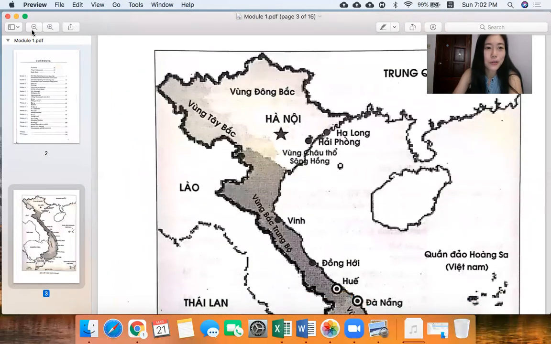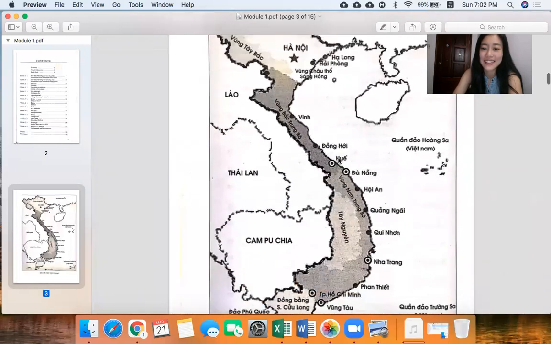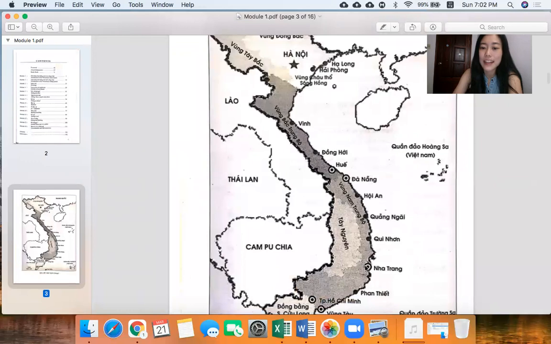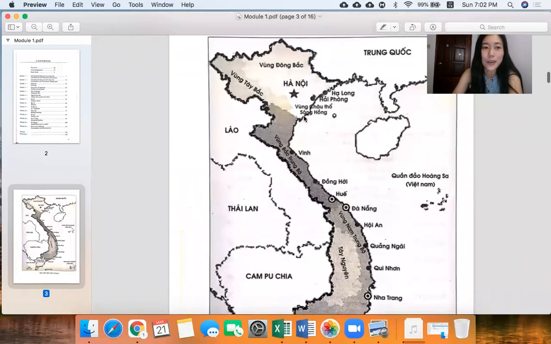Now I will show you the map of Vietnam if you don't know it yet. The coast of Vietnam looks like the letter S. I know it's the capital of Vietnam, and Hạ Long is my hometown.